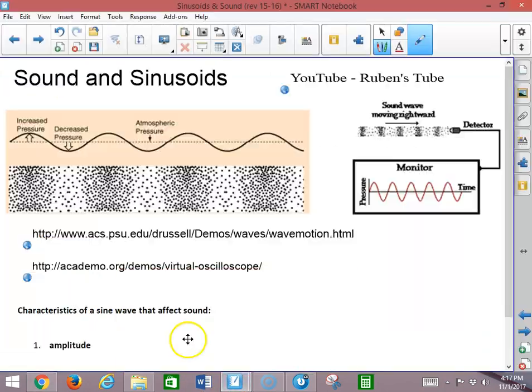So looking back at our notes here, you see that the increased pressure can be thought of as the high point on your sine wave. If your sine wave is measuring the atmospheric pressure over a period of time, then this would be high pressure, low pressure, high pressure, low pressure, and it just follows the pattern of the waves. So that's why a sound wave can be represented with a sinusoidal function. Now, I want to show you another visualization of this.